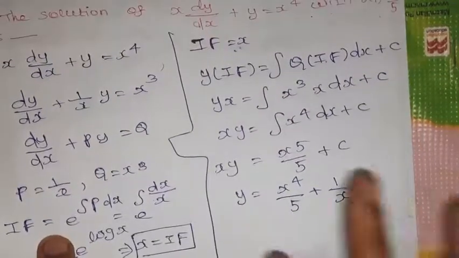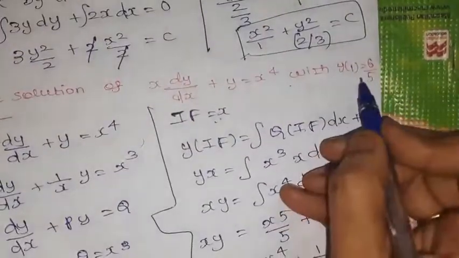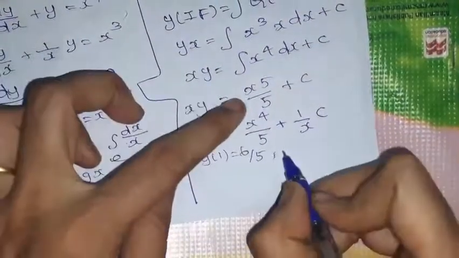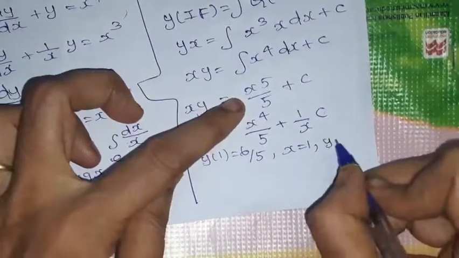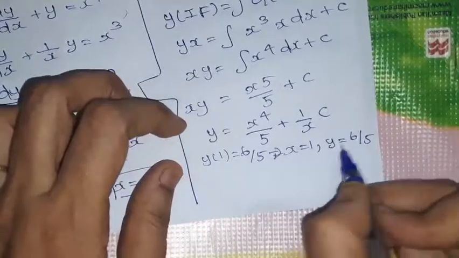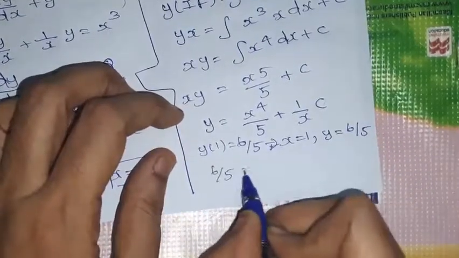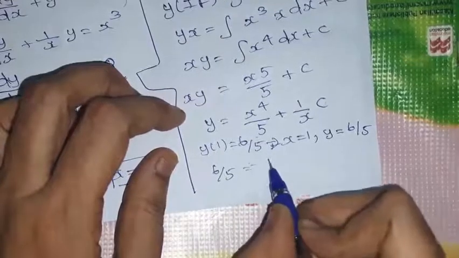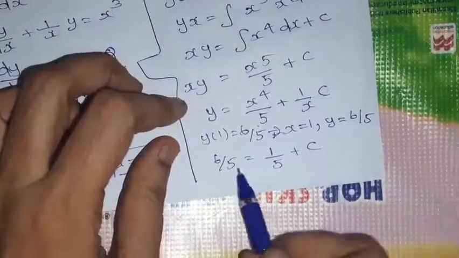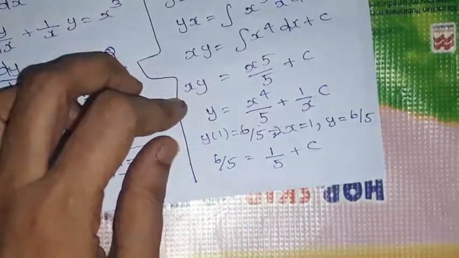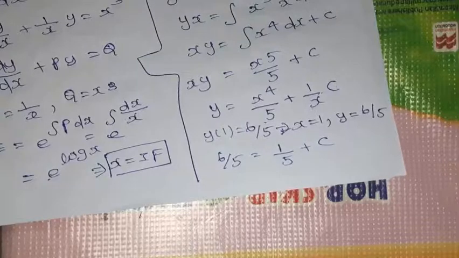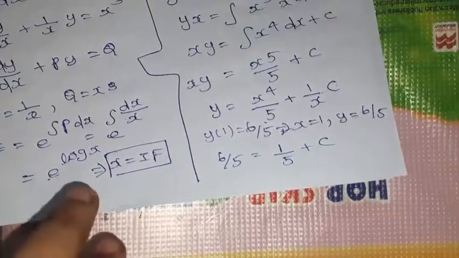Now we need to apply the condition. What is the condition given? y of 1 equal to 6 by 5. That means at x equal to 1, y is equal to 6 by 5. So 6 by 5 equals 1 by 5 plus c, right? c by 1 is also c only. So 6 by 5 minus 1 by 5, what will we get? 5 by 5, which is 1. So c value equal to 1.